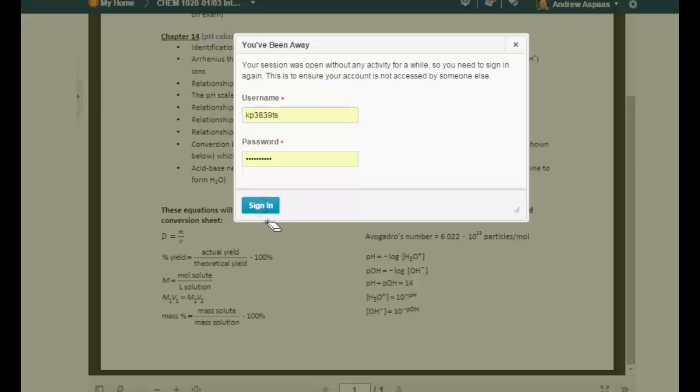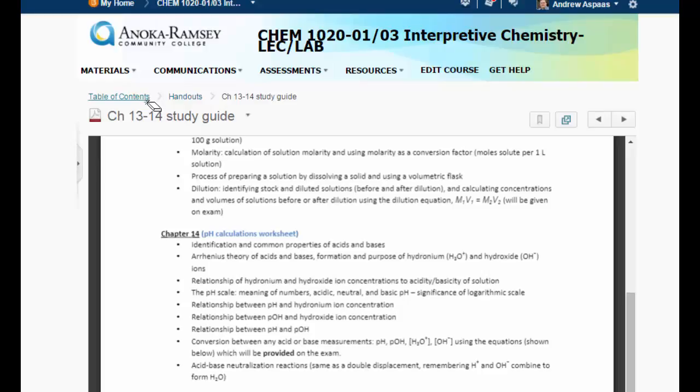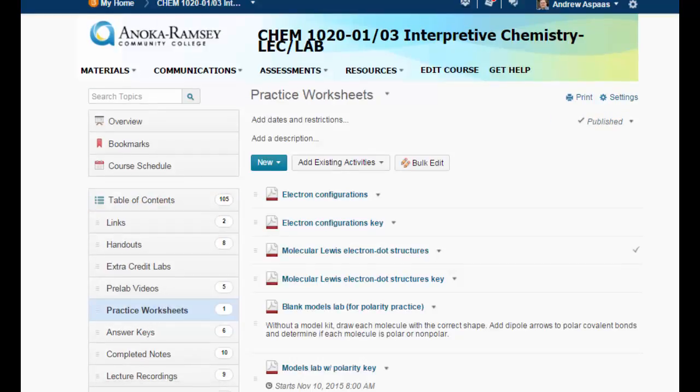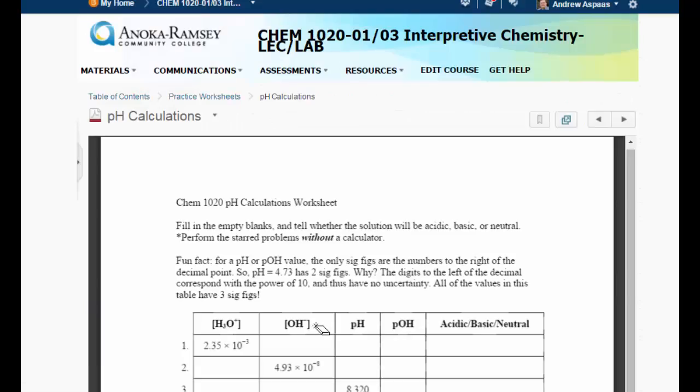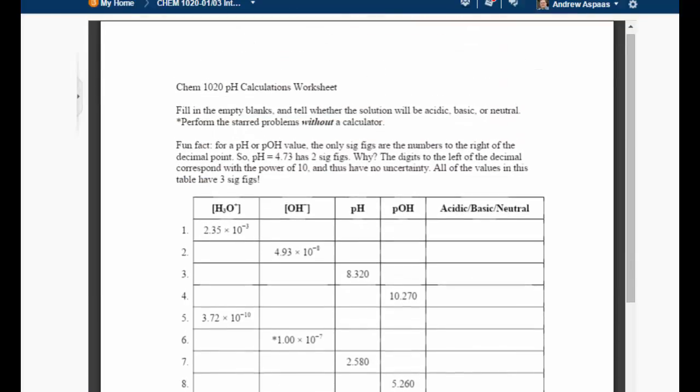In the content area of Brightspace, I have a practice worksheet. Way down in the bottom here, pH calculations. This, I guarantee, will give you all the practice you need for doing any pH calculation. It's just formatted as a table. If you're given one of these here, you should be able to calculate the other ones and then tell whether the solution is acidic, basic, or neutral.